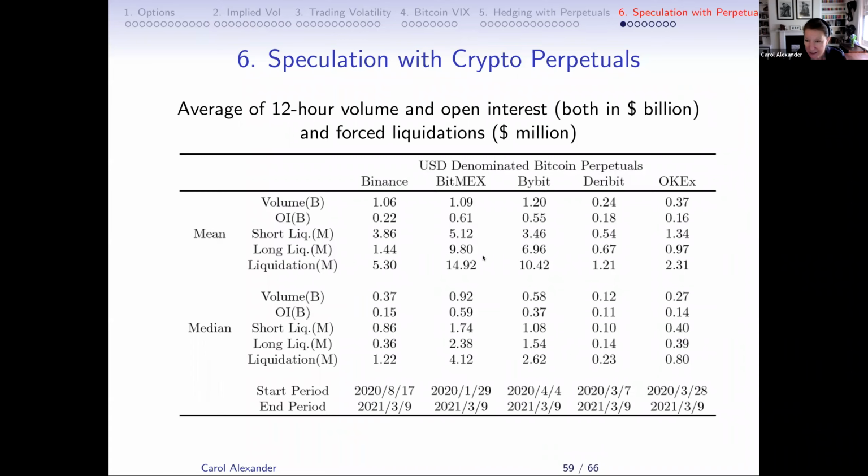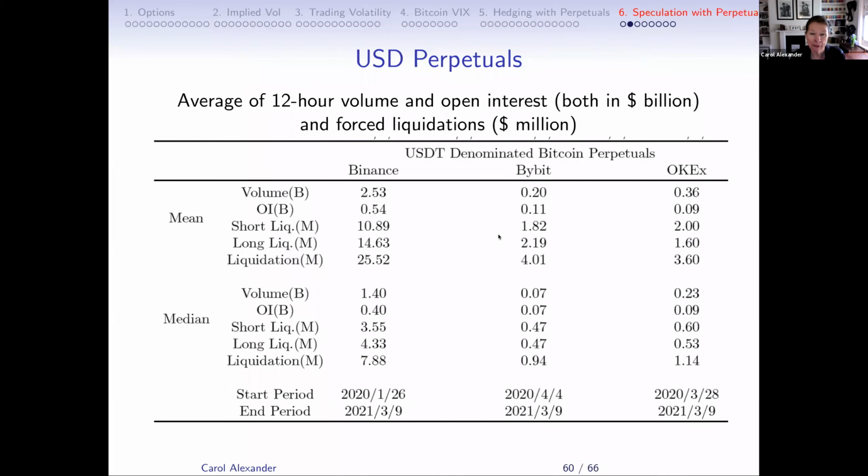I need to clean them, put them over common periods, and do a little bit more with these data. It gives you an idea, though, about the sort of statistics across different exchanges. Deribit is tiny. OKEX is much smaller. So Binance, BitMEX, and Bybit are the biggest ones.